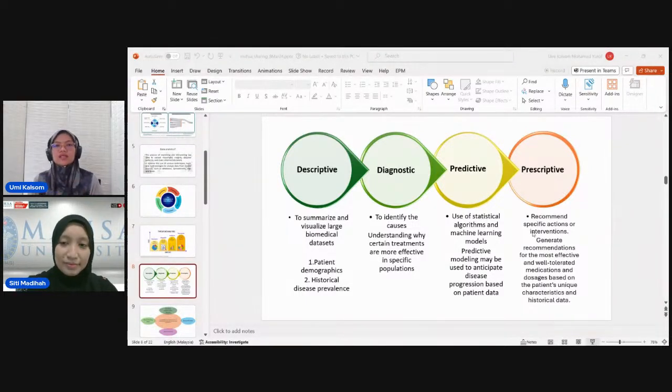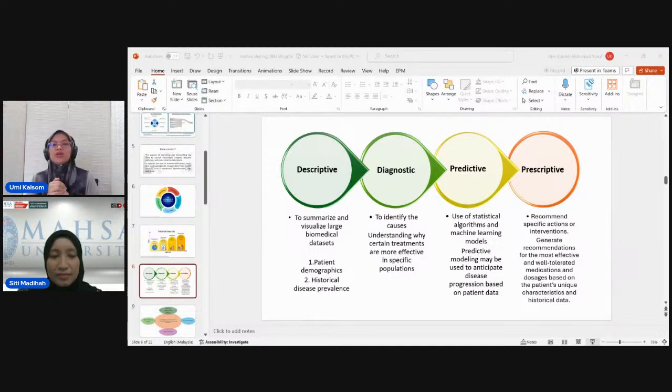Okay. So in prescriptive, oh sorry, I have explained predictive analytics. To go to prescriptive analytics, at this stage we can recommend specific actions or interventions. Also at this stage we may apply machine learning and generate recommendations for the most effective and well-tolerated medication and dosage based on patient unique characteristics and historical data.